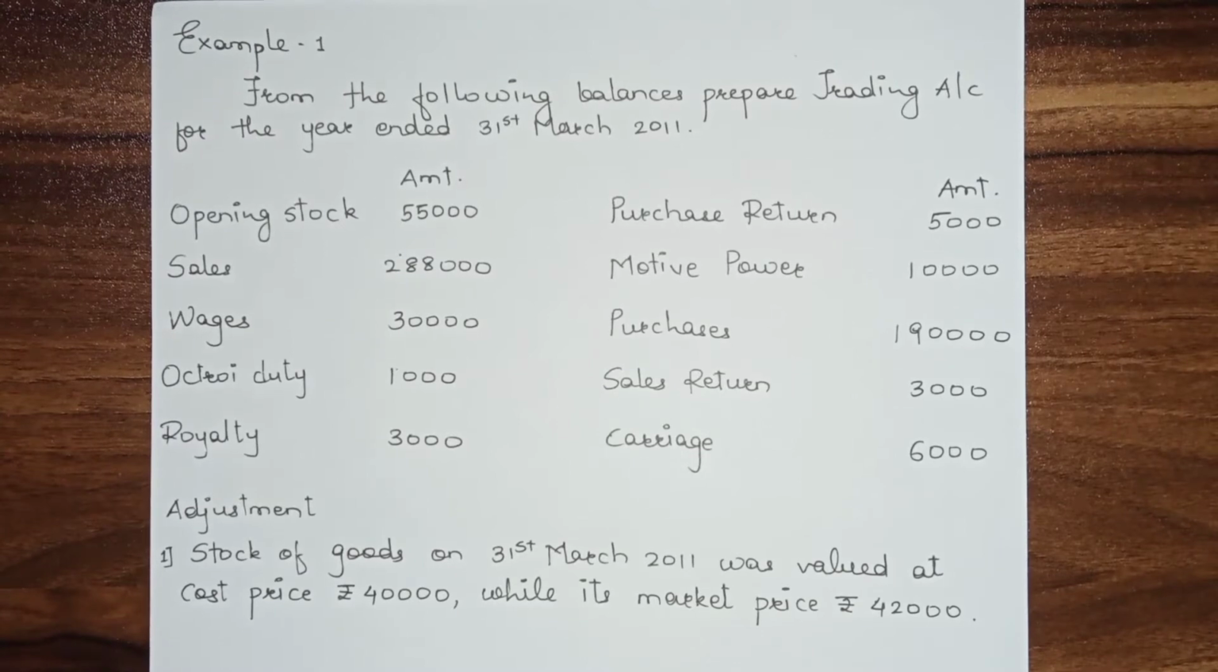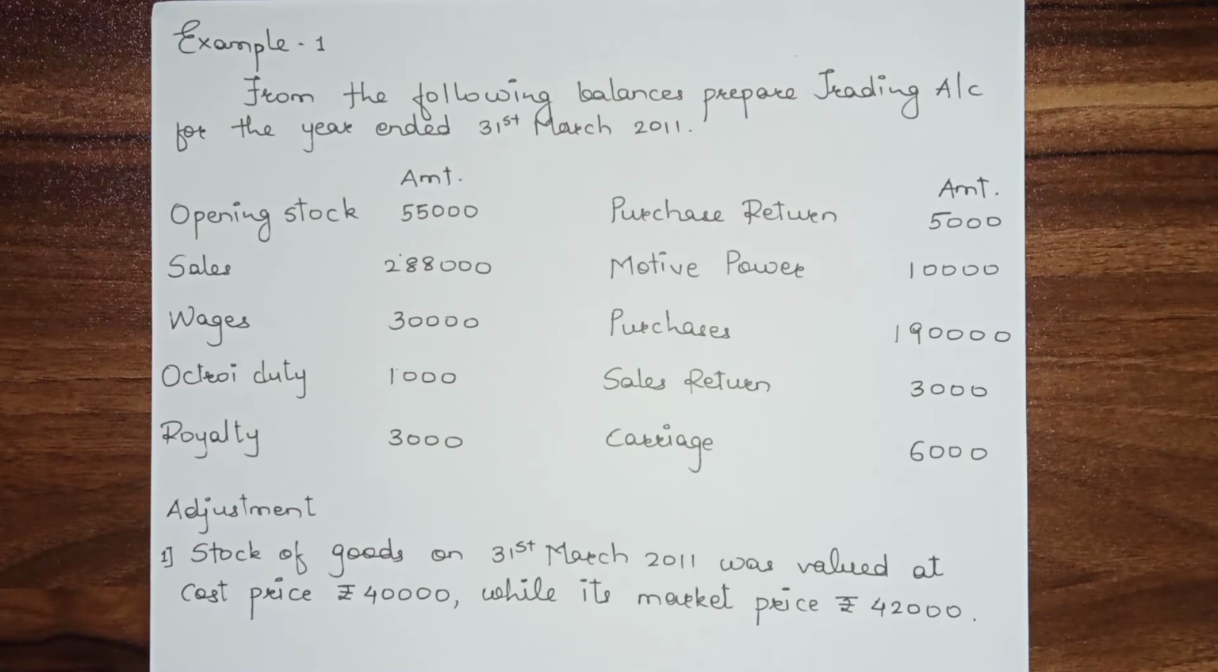So this is the very first example of our new chapter, that is financial statements of proprietary concern. In this, we are going to learn about the first format of final account or financial statement, that is the trading account. So let's see some of the transactions, how we are going to post them, how we are going to record them on the basis of their nature.